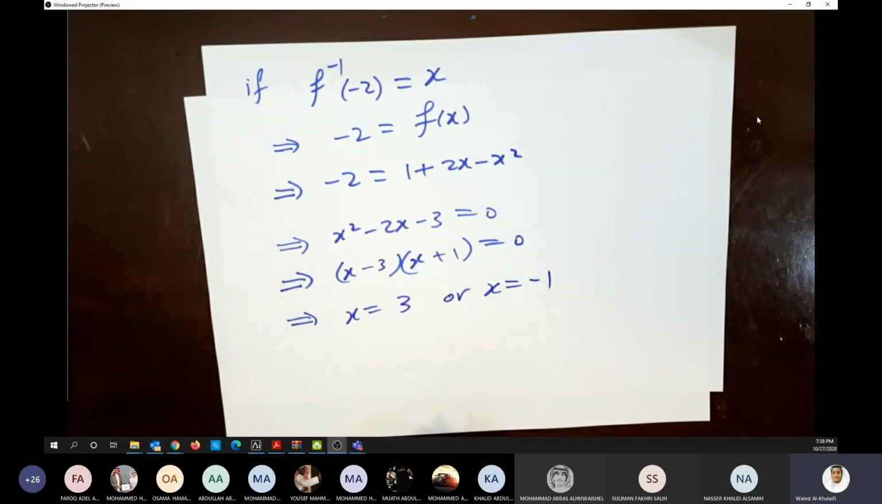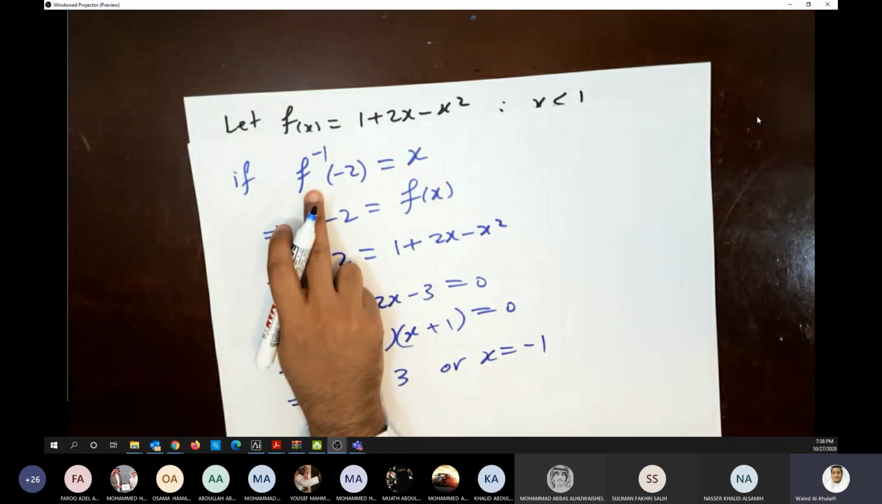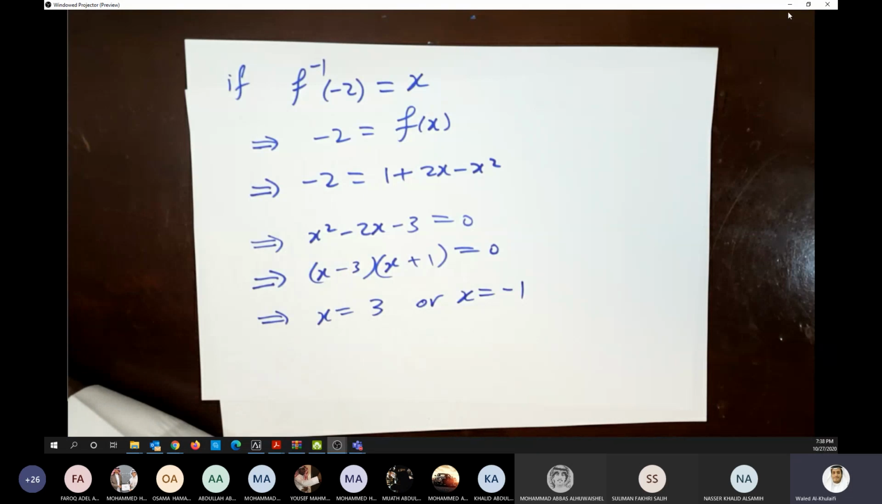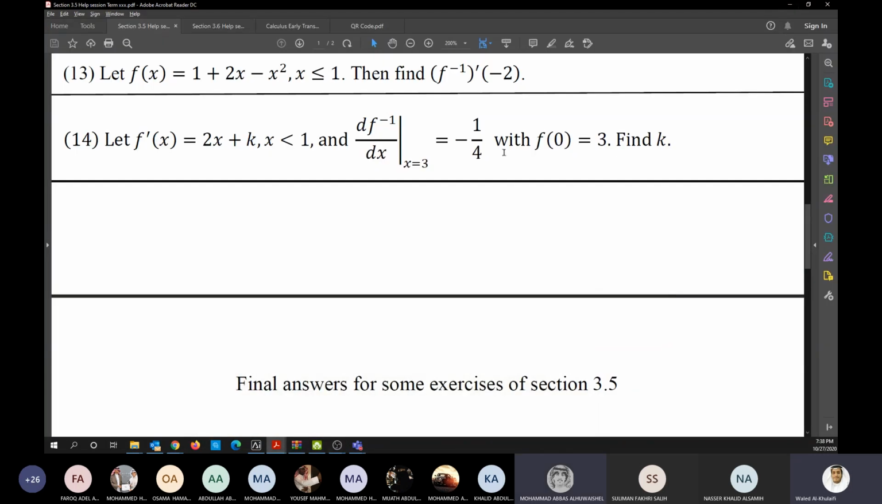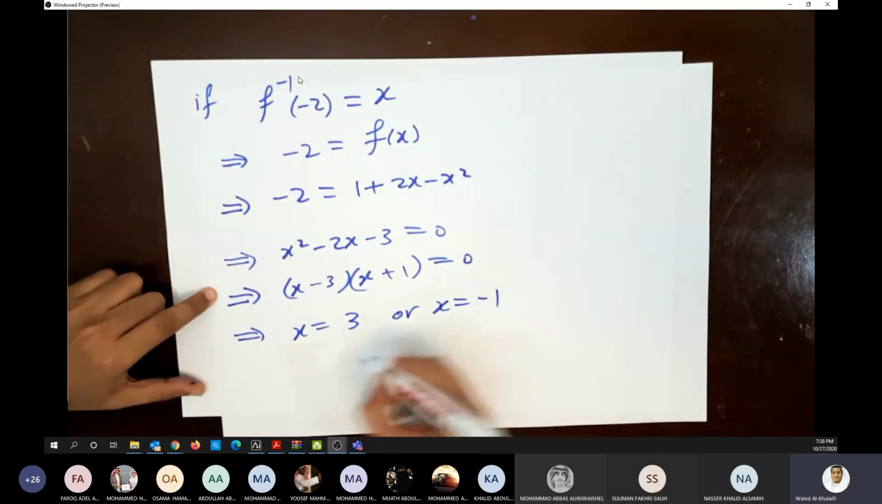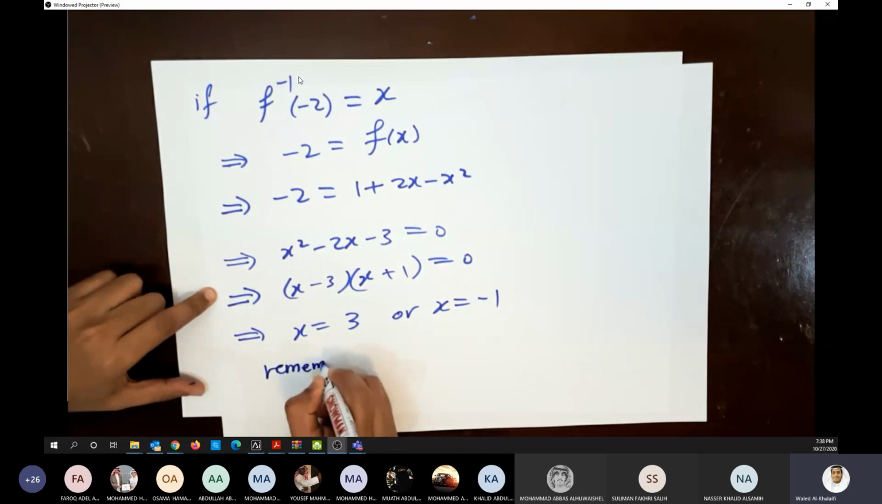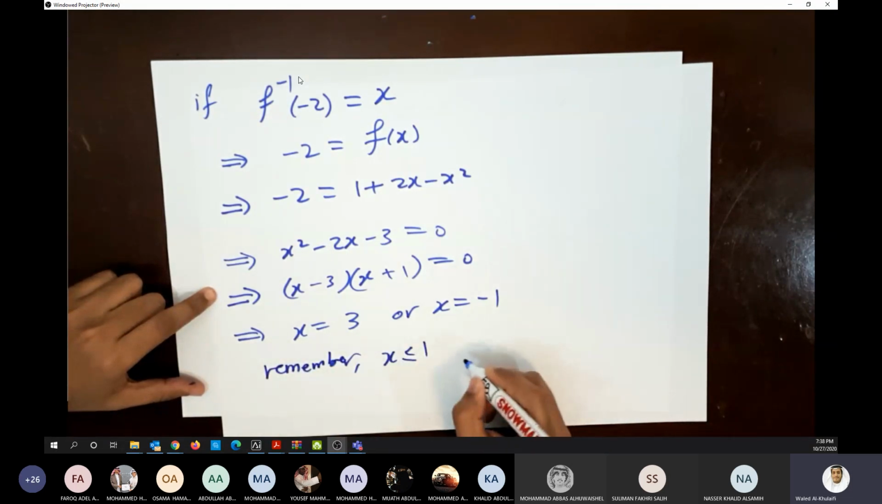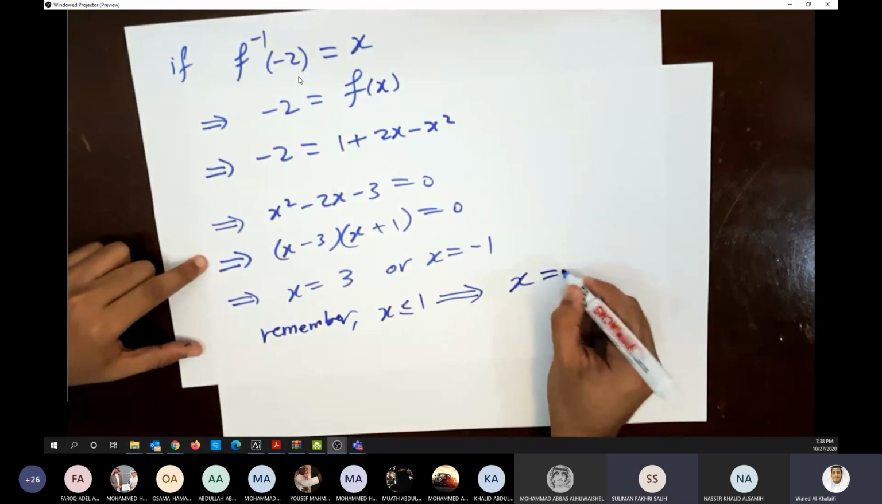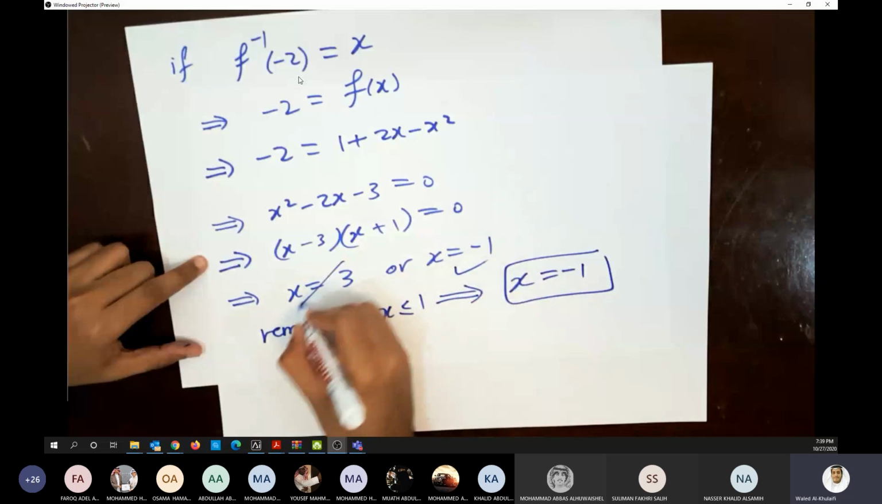Of course, notice that this function is 1 to 1. So that means we only need to find one of them. But look at the question, there is a condition. Yes, he said x should be less than or equal to 1. Okay, so let's return back to this one. Here, remember, x is less than or equal to 1. This implies that x equals negative 1.